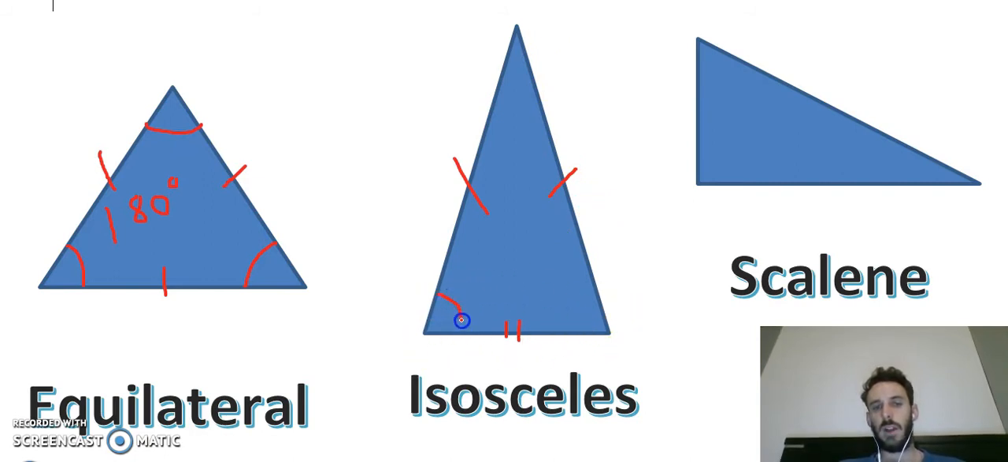In an isosceles triangle as well, you can see the 2 angles down here are exactly the same, this angle and this angle, and the angle up the top here is obviously slightly different. And again, we'll get into angles later.